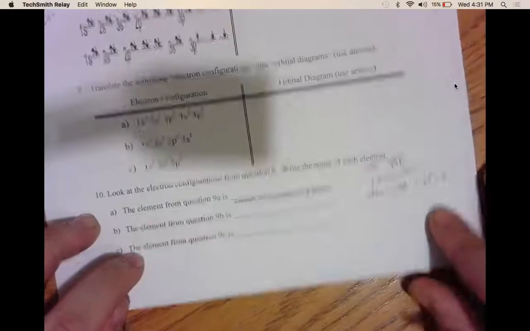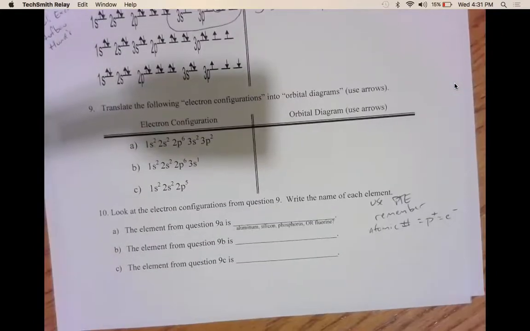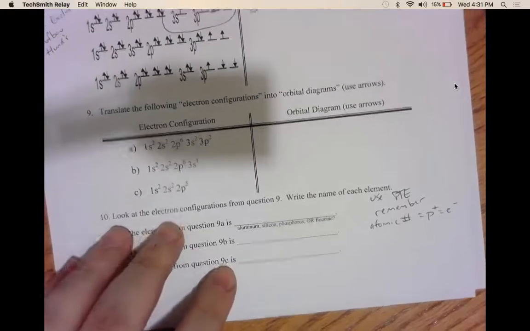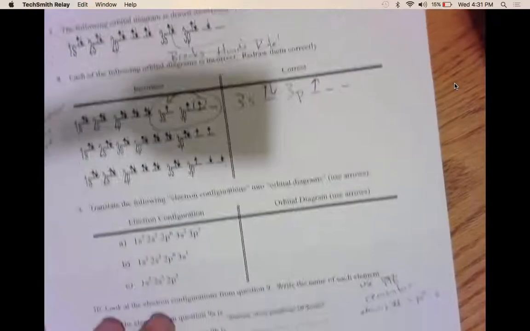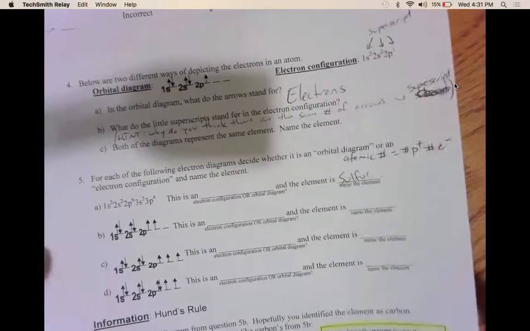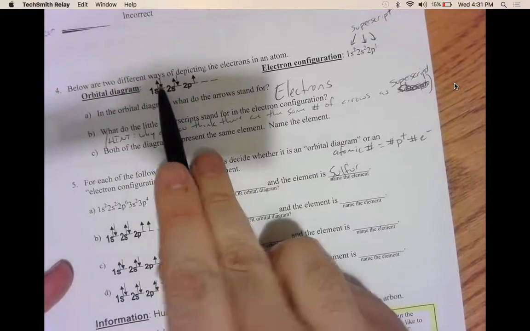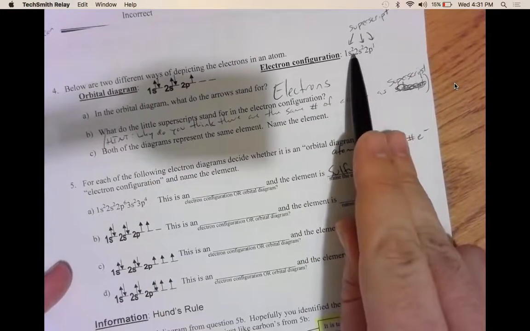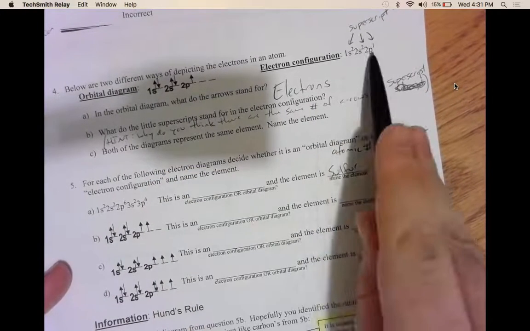Next, question 9. So question 9, now we're going to be translating electron configurations into orbital diagrams. So remember guys, the difference between them is what we find right over here. So remember guys, the arrows become the exponents. So these can be pretty easy to transfer.